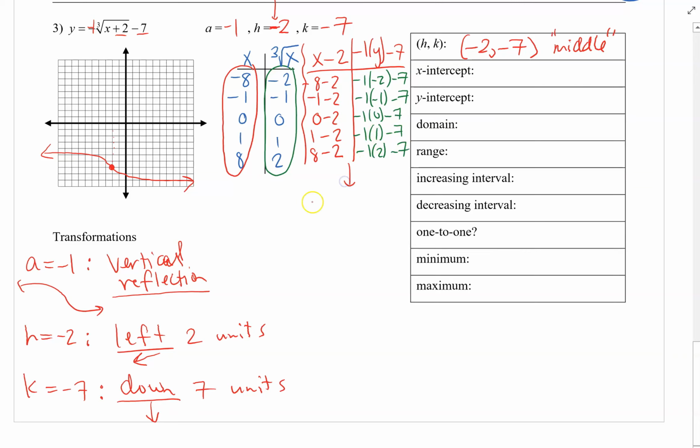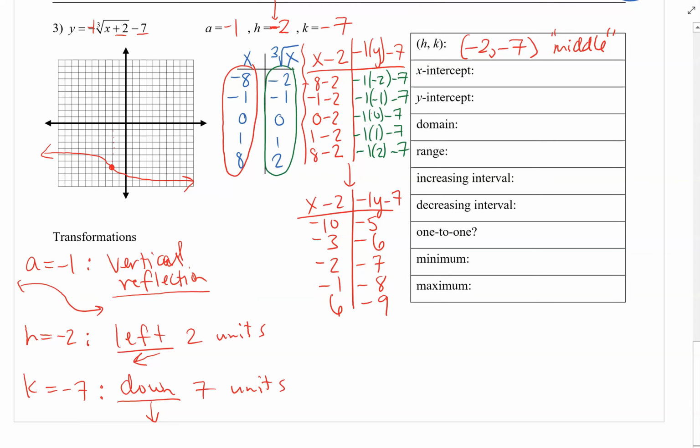So let me write my finalized points here so I can see what they are. So this would be negative 10, negative 3, negative 2, negative 1, and 6. And then here I'd have positive 2 minus 7, that's negative 5. Positive 1 minus 7, negative 6. 0 minus 7, negative 7. Negative 1 minus 7 is negative 8, and then negative 2 minus 7 is negative 9.